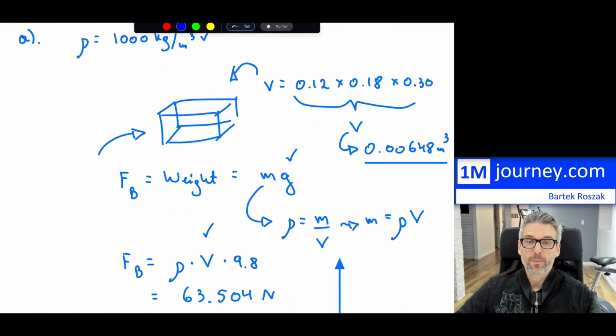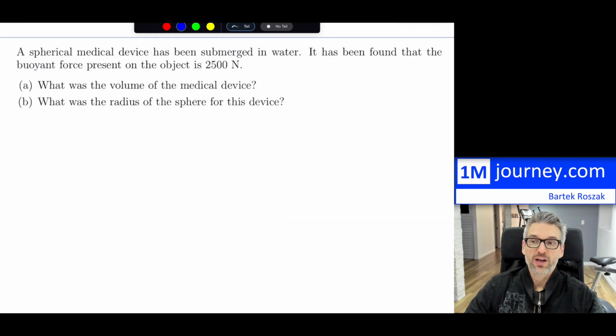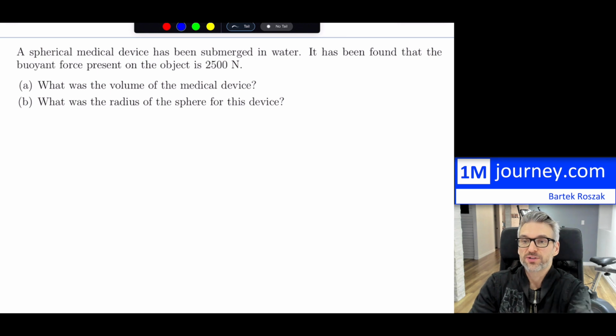All right, so that is it for this example. Here's our last example, at least for this video. So we have a spherical medical device, and it has been submerged in water.